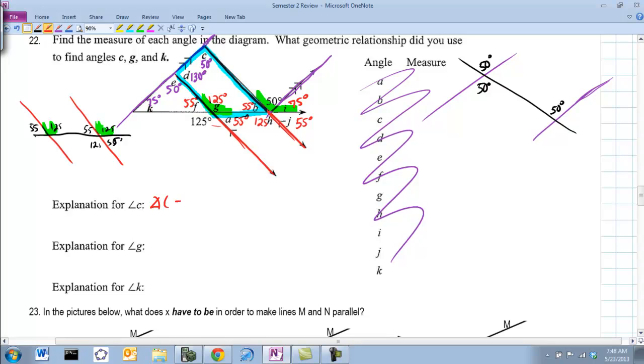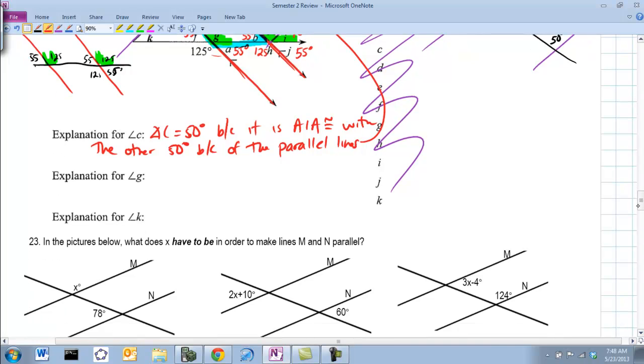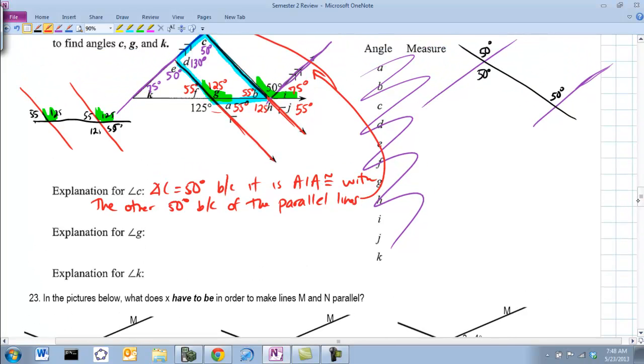Angle C is 50 degrees because it is alternate interior congruent with the other 50 degrees because of the parallel lines. And I'm going to just draw a little arrow to them so that I can remember later when I'm reading it, or if this is on the test when my teacher is grading it, so that they can know what I'm talking about. Alright, I'm going to leave the explanation for angle G and angle K to you to write.